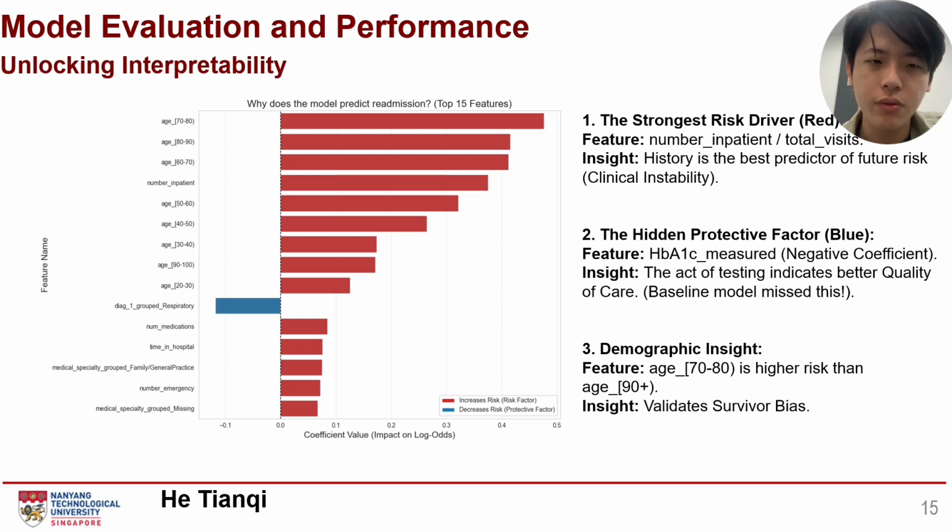History repeats itself. Second, look at the blue bar for HbA1c measured. It has a negative coefficient, meaning it reduces risk. This proves our hypothesis. The simple act of testing a patient is a proxy for high quality care. And this level of insight was impossible with the raw data. This is what doctors need to make decisions.